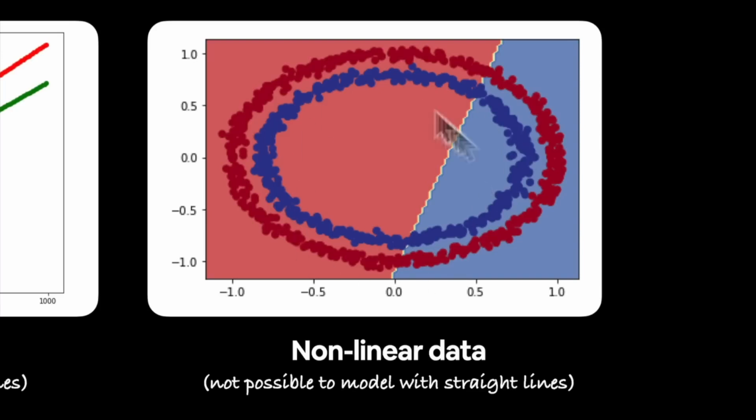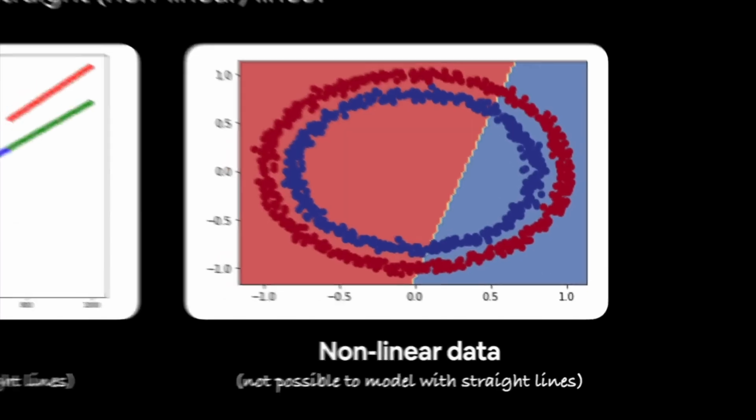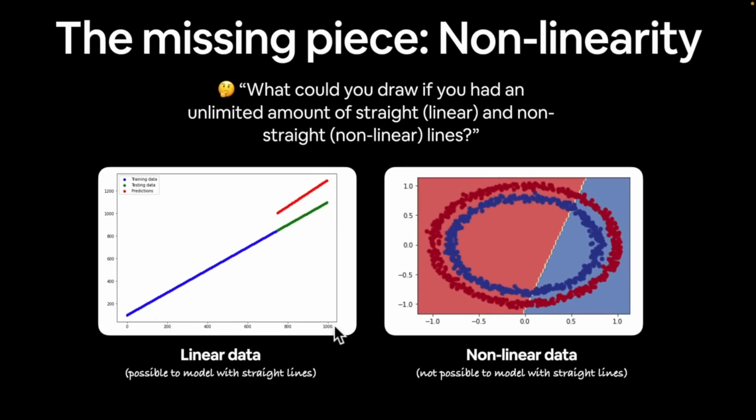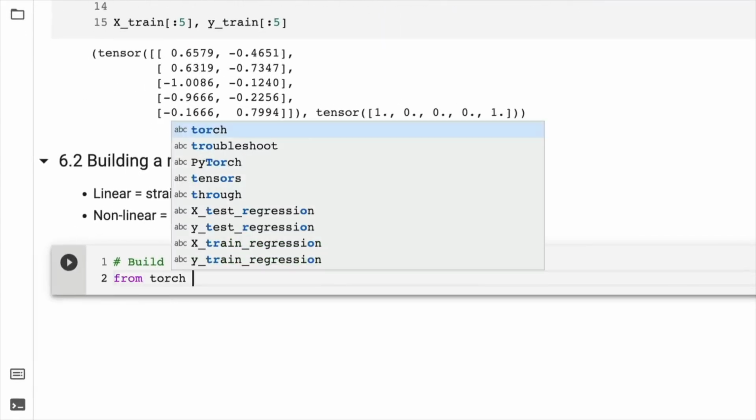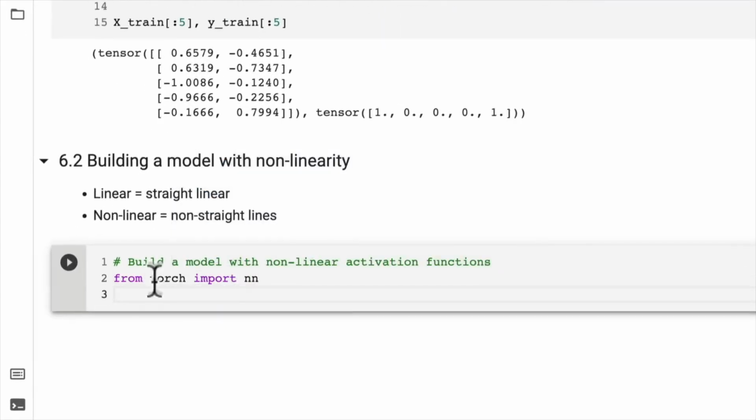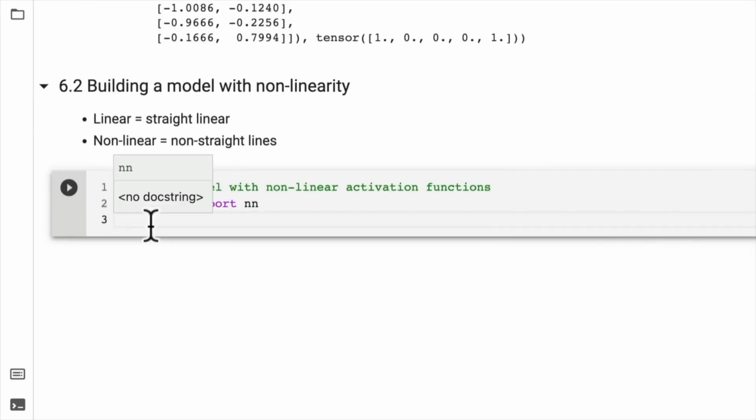So this is circular data. Now this is only a 2D plot, keep in mind. Whereas neural networks and machine learning models can work with numbers that are in hundreds of dimensions. Impossible for us humans to visualize, but since computers love numbers, it's a piece of cake to them. So from torch import nn, we're going to create our first neural network with non-linear activations.